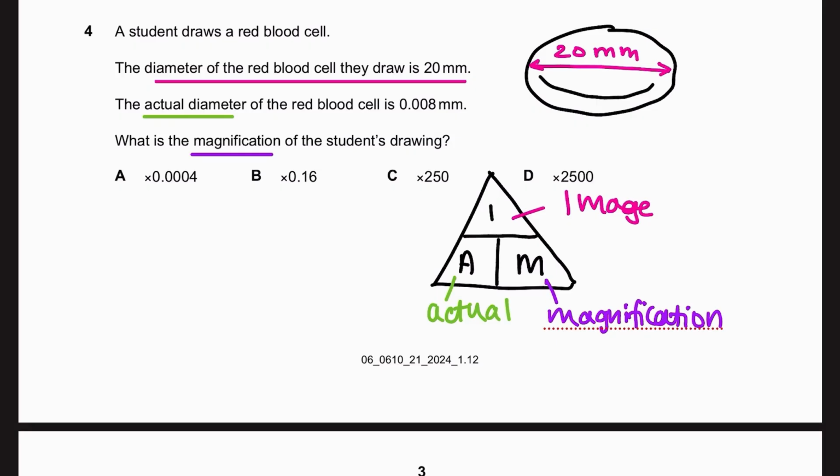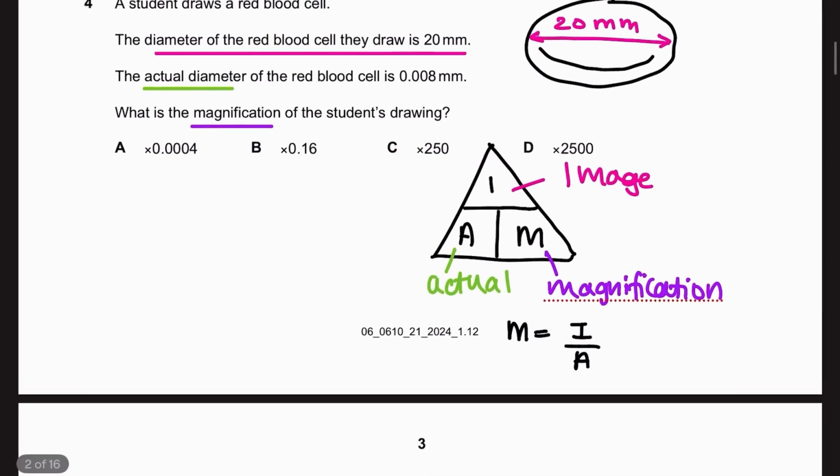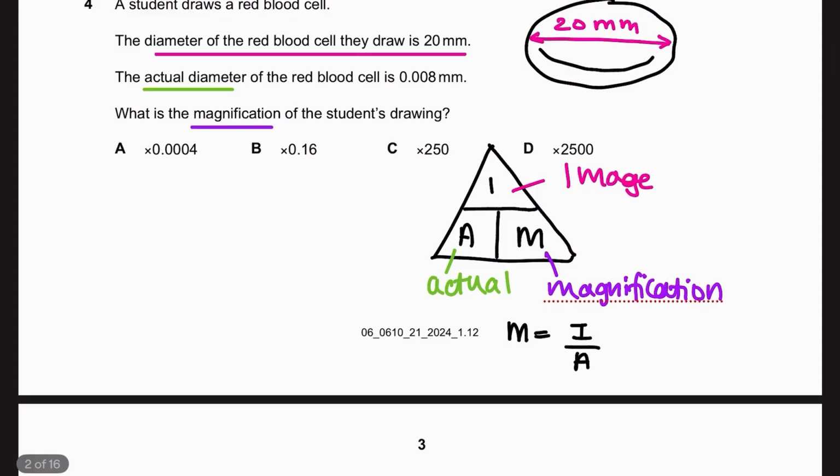So obviously it's going to be M is equal to I divided by A. Does everybody agree, on the same page, right? M equals I over A. That's what the triangle means, guys. You understand, right? The M is equal to I divided by A. So similarly, A is equal to I divided by M, right? And I is equal to A times M. That's why it's a triangle. So M equals I over A, and then you're just going to do the calculation.